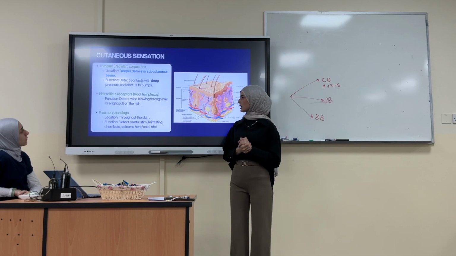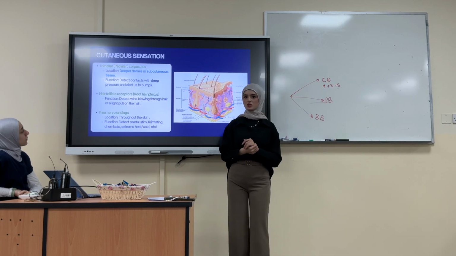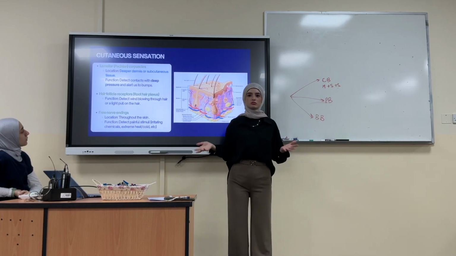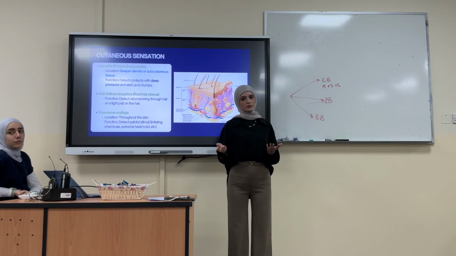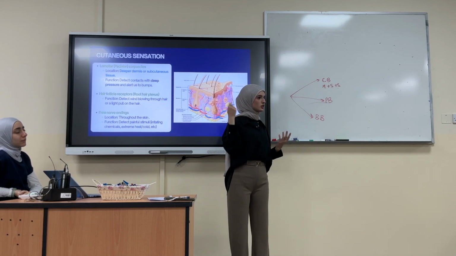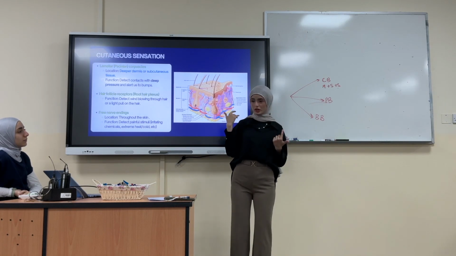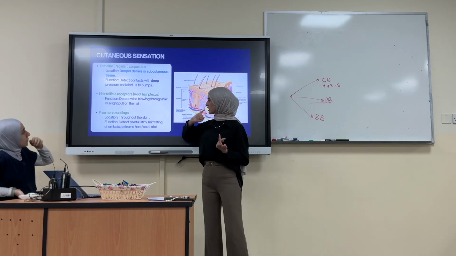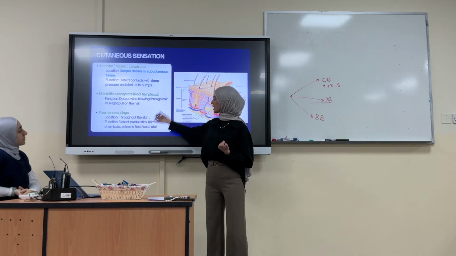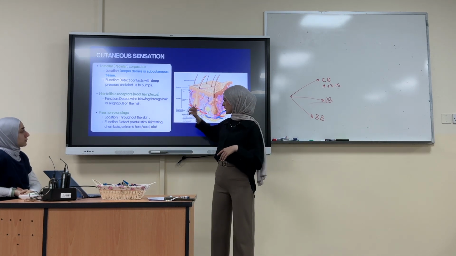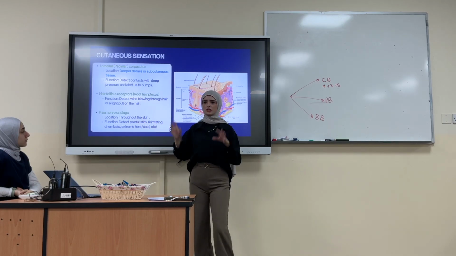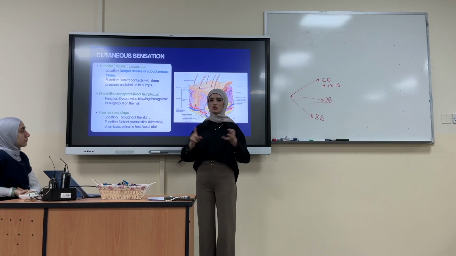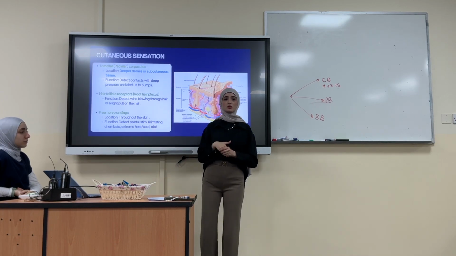Next we have the hair receptors or the root hair plexus. What do they do? You can feel when someone's pulling or tugging on your hair. You can feel wind going through your hair. The last cutaneous sensation we have is free nerve endings. These are found throughout the skin. They detect painful stimuli. What are examples of painful stimuli? Irritating chemicals, extreme heat, extreme cold, things like that. Any questions?